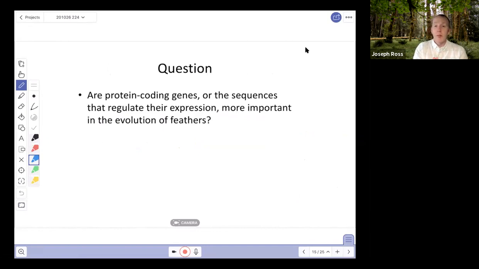So this is just to reiterate a point that's already been made. A big question is: is it mutations in the coding regions, the exons, or is it mutations in sequences that regulate the expression of genes that are more important in the evolution of feathers? And this is beyond just the evolution of feathers. This is a critical question in the study of evolutionary development. Do mutations in protein coding regions of genes or in their regulatory sequences more frequently allow the evolution of new traits?